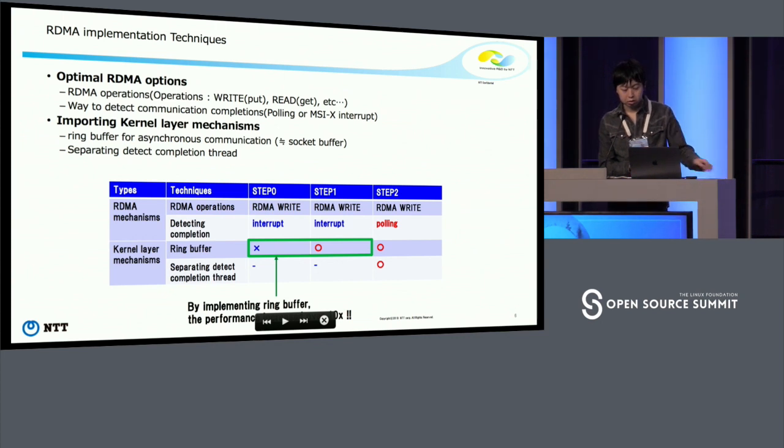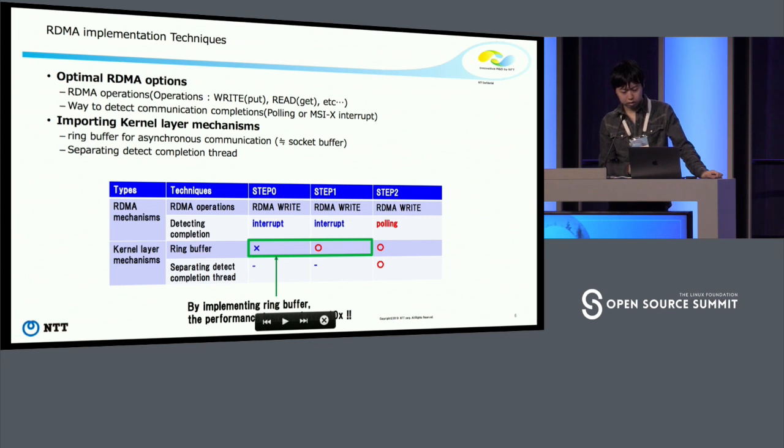The second technique is detecting completion. There are two ways to detect completion, polling or interrupt. Polling has high CPU overhead but low latency, and interrupt has high latency but low CPU overhead. The third technique is the ring buffer. It is the same as the socket buffer in the kernel layer. And the last technique is separating the detect thread and the completion thread. It is the same as separating the receiving process and the data processing process into user and kernel in TCP/IP.